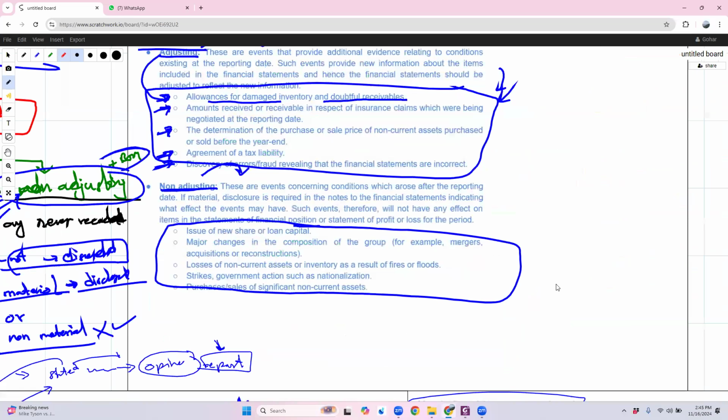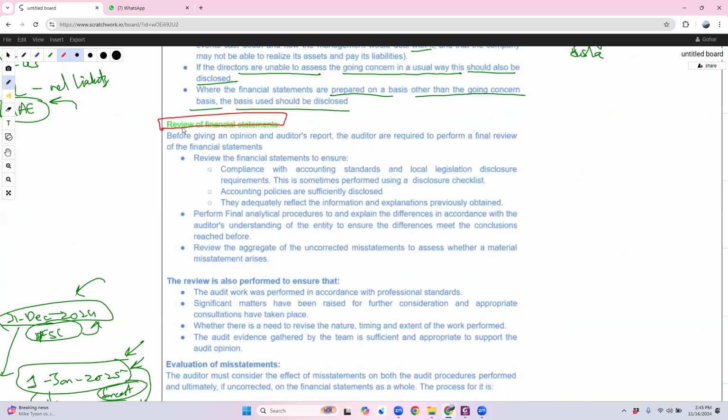The name of the topic is review of financial statements. Once you are done with the audit, you finally check the financial statements once again to make sure that you have not missed anything out. So what is written here? Before giving an opinion.